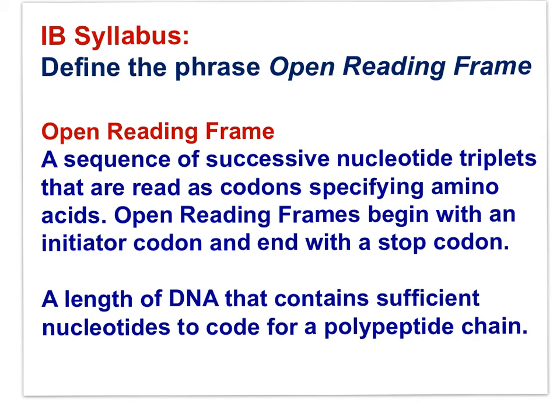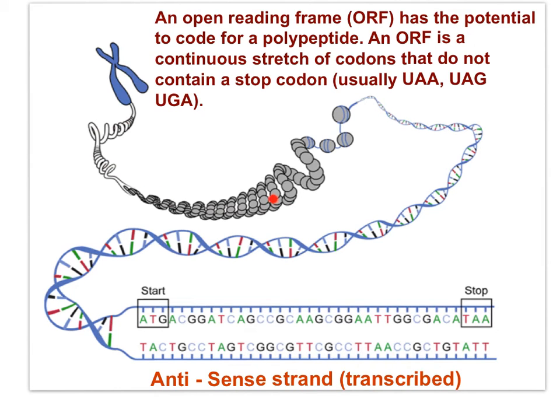An open reading frame is a sequence of successive nucleotide triplets that are read as codons specifying amino acids. Open reading frames begin with an initiator codon and end with a stop codon. An open reading frame is a length of DNA that contains sufficient nucleotides to code for a polypeptide chain. Open reading frames are the target genes used in the building of recombinant DNA. Here is a chromosome, unwound.